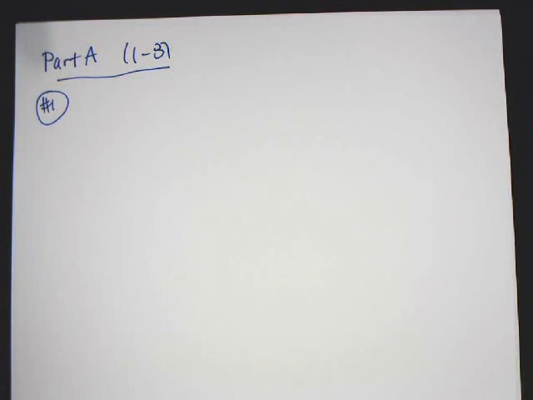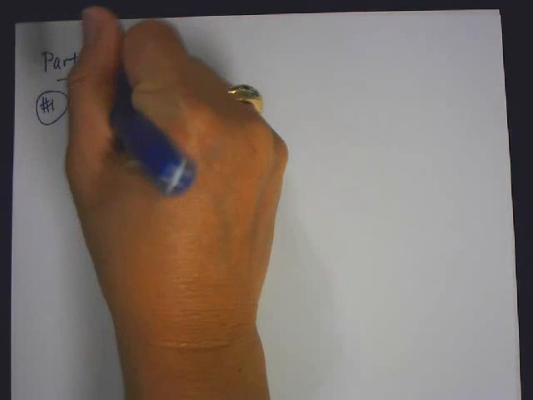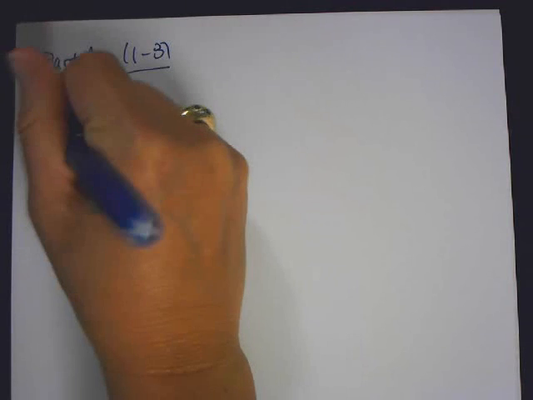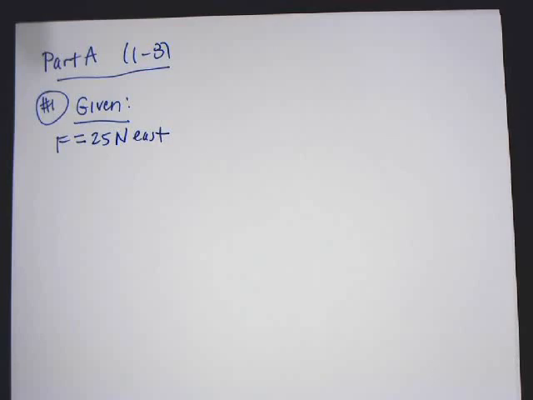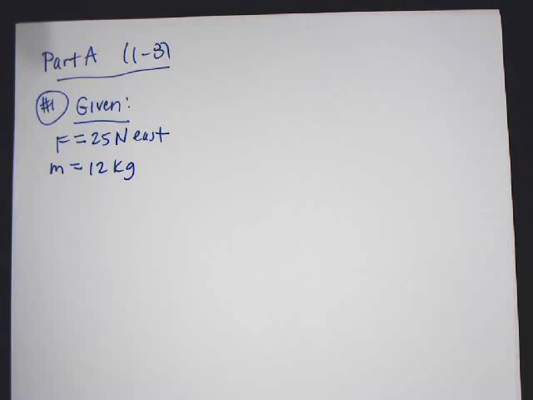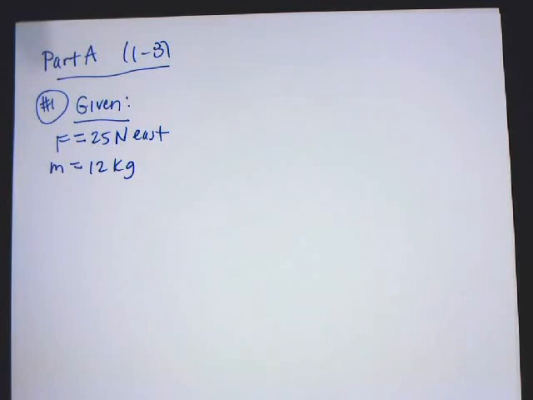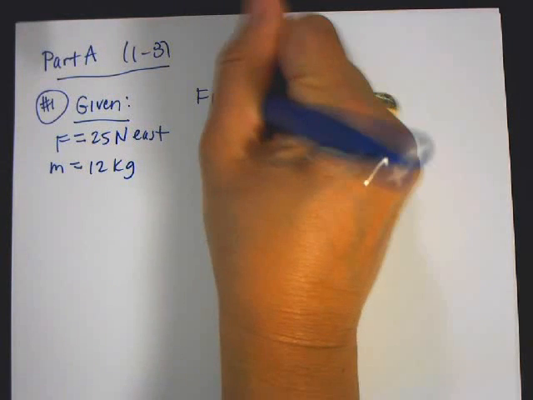Number 1 says an unbalanced force of 25 newtons east. So I'm going to write my given. F is equal to 25 newtons east is applied to a 12 kilogram mass. So M is equal to 12 kilograms. What is the acceleration given to the mass? I want to find the acceleration.